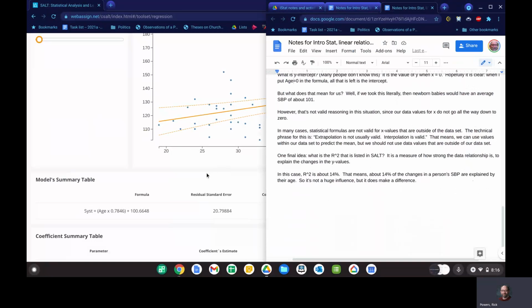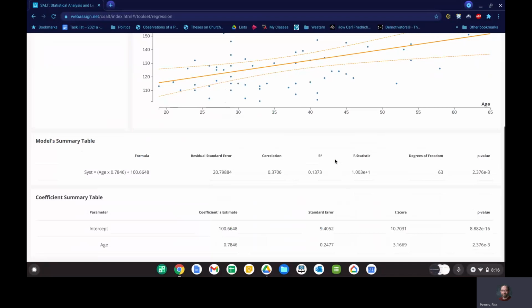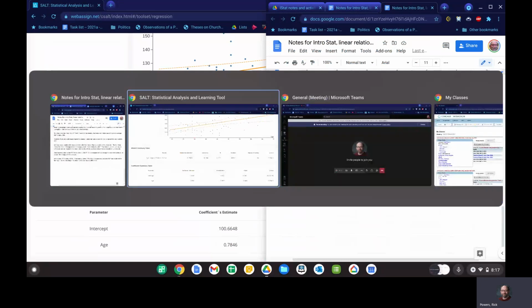One final idea. What is the R squared, which is listed in SALT? You can see it there in the middle. It is a measure of how strong the data relationship is to explain the changes in the y values. In this case, R squared is about 14%. That means about 14% of the changes in a person's systolic blood pressure are explained by their age. So it's not a huge influence, but it does make a difference.